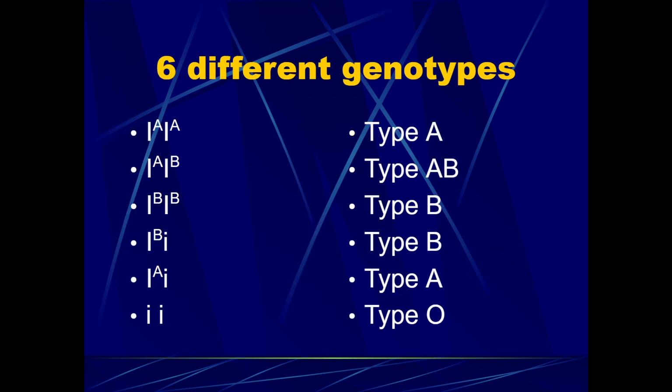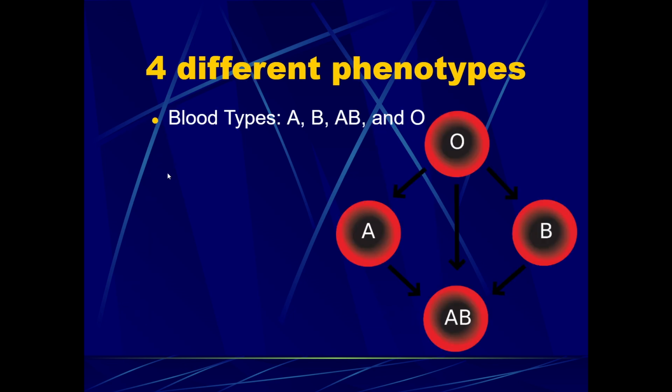So here are the 6 different genotypes that you could have. Again, type A could have 2 different genotypes. You could have 2 alleles for A or just one, and the lowercase i represents the O allele. So two lowercase i's represent the type O blood type, or that particular phenotype. You could have two B alleles, or just one and another O allele, and still be type B. But for type AB, there's only one genotype. So again, 4 different phenotypes. You're either blood type A, B, AB, or O.